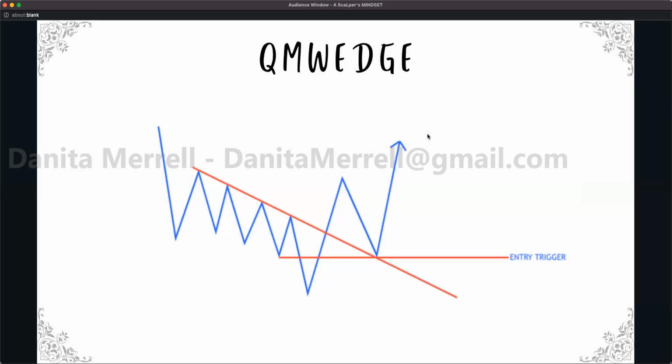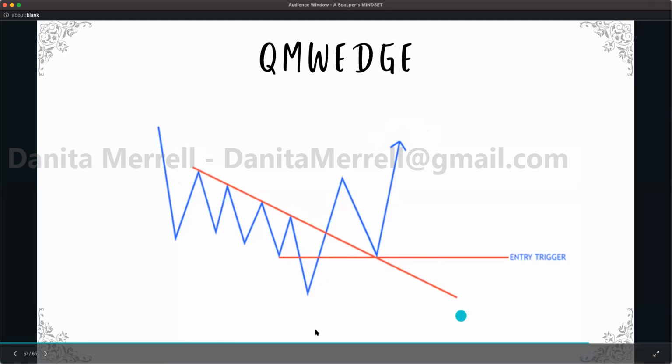Okay, next up we have the QM Wedge, which we can see there's a wedge forming here. Typically, it doesn't matter how many peaks you have. You can have 1, 2, 3, 4. As long as you see the wedge and the breakout of the wedge, you're going to look for that QM level below. Okay. Now you could have also a triangle where you have a point here, and a point here, and that's just extra confluence because now you have two trend lines forming.